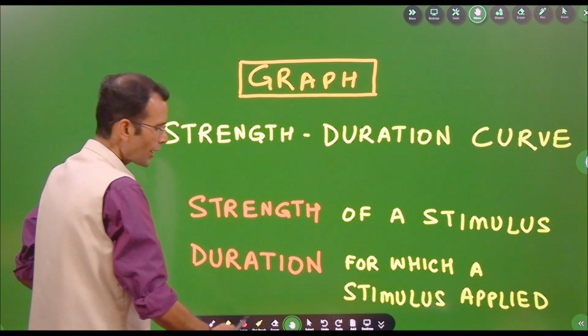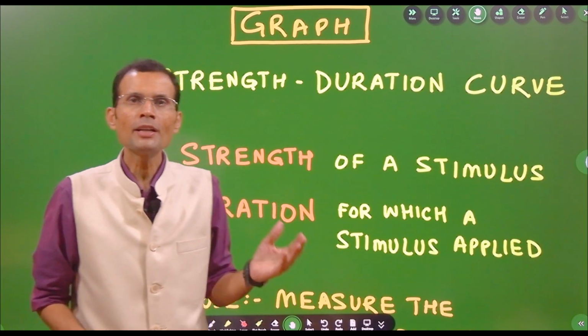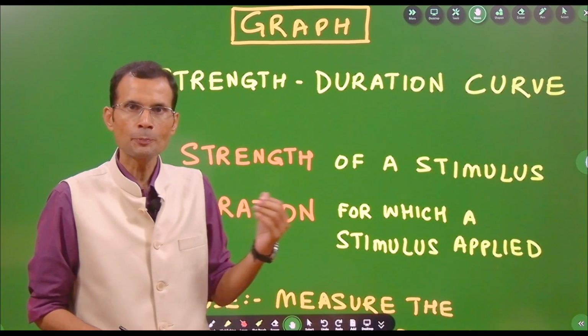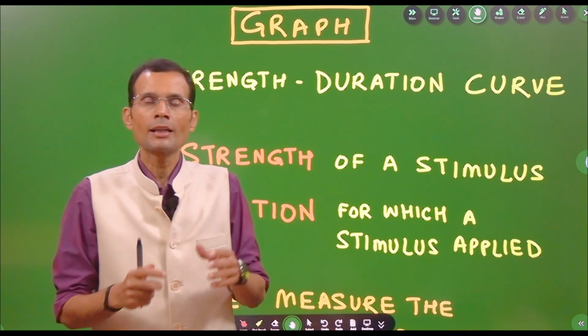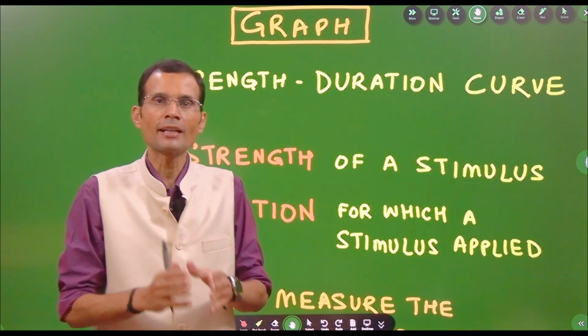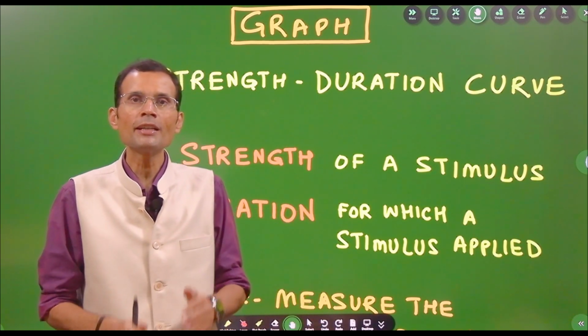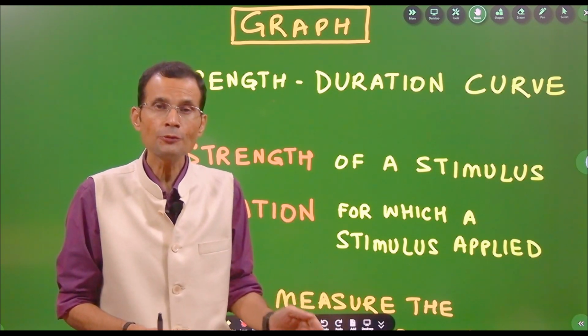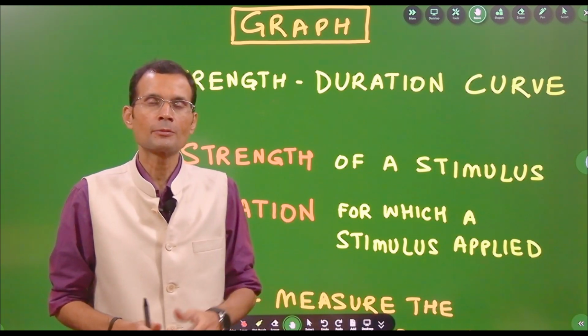Alright, let's look at today's graph, strength duration curve. When do we require this, clinically speaking, this particular test or investigation or this graph? The clinical conditions will be related to the excitable tissues, because essentially the graph is about the excitable tissues, the nerve and the muscle. So what are the conditions when we require this?